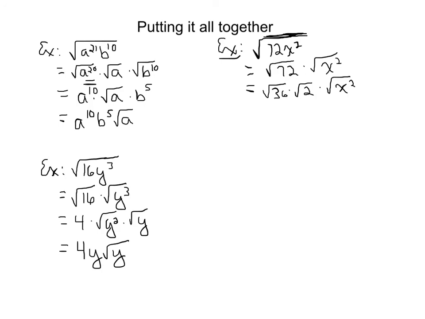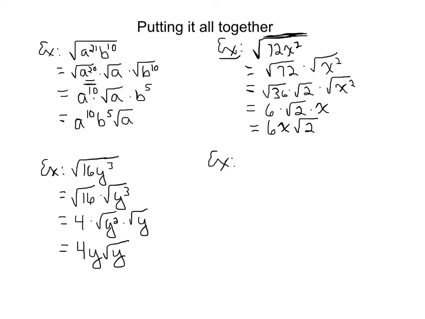Well, let's simplify what we can here. The square root of 36 is 6. Then I can't break down the square root of 2. That's just going to stay the square root of 2. And the square root of x squared is x. Now, this presentation is a little awkward as well. We typically will put the square root at the end. So I'm going to rewrite this as 6x times the square root of 2. You'll want to get in the habit of writing it in that format as we start moving on into adding and subtracting. That will really help a lot.